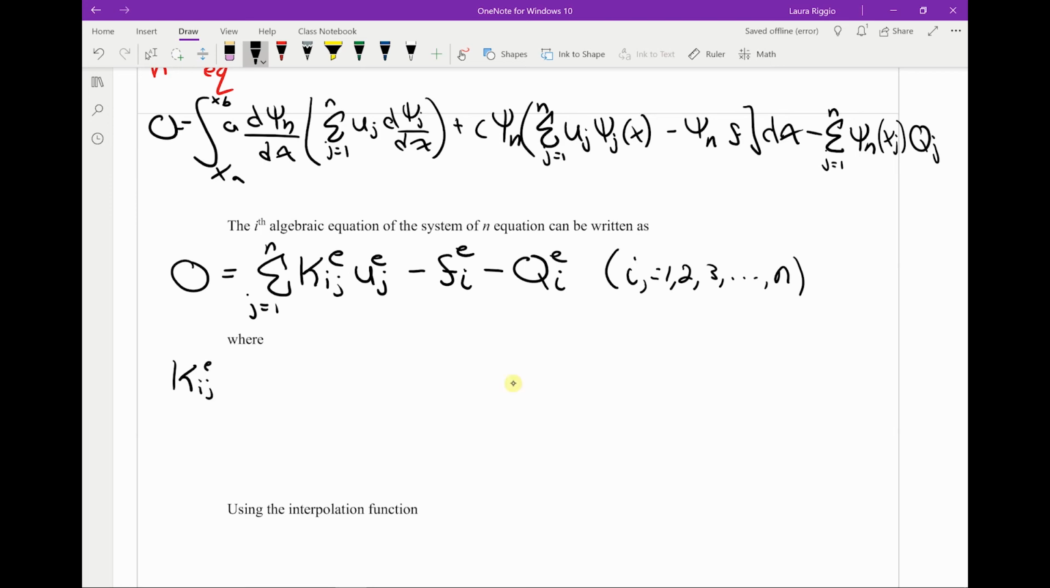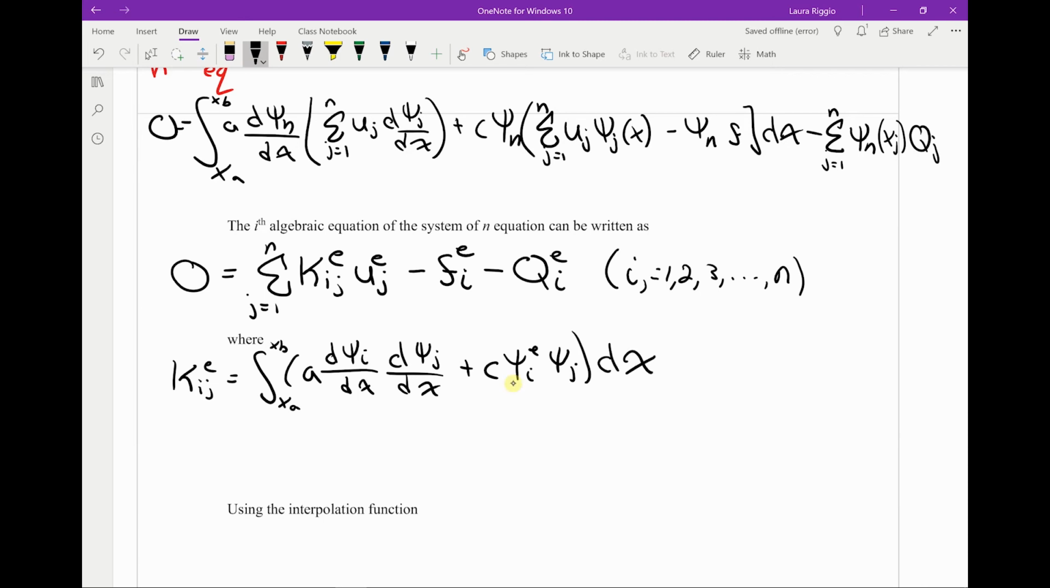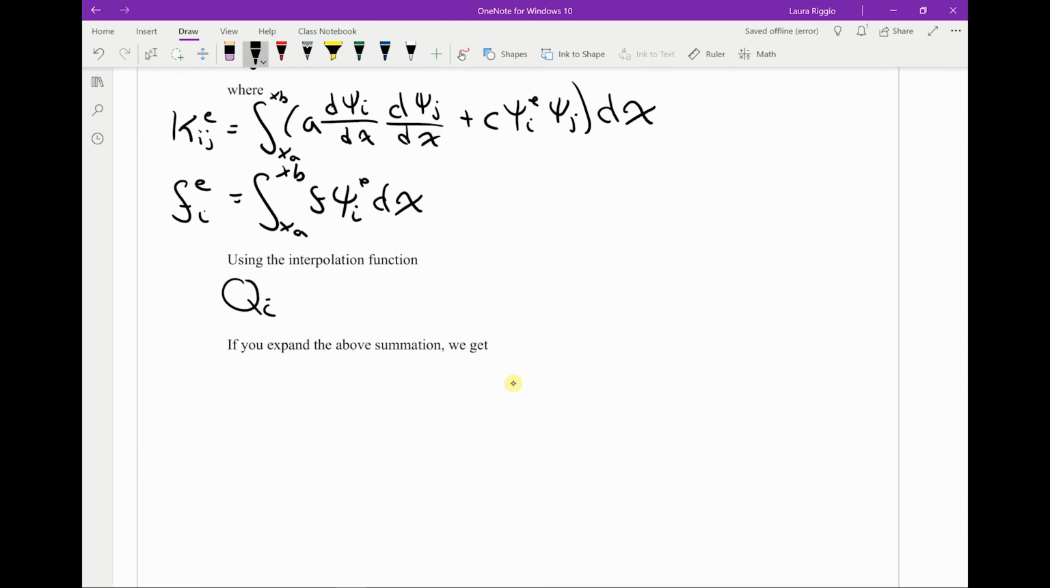So we're defining kij to be equal to an integral from xa to xb of a d psi i dx d psi j dx plus c psi i psi j dx, and we're defining fi to be equal to the integral from xa to xb of f psi i dx. Again, we're using our interpolation functions. Q is equal to the sum from j equals 1 to n of psi i of xj qj.